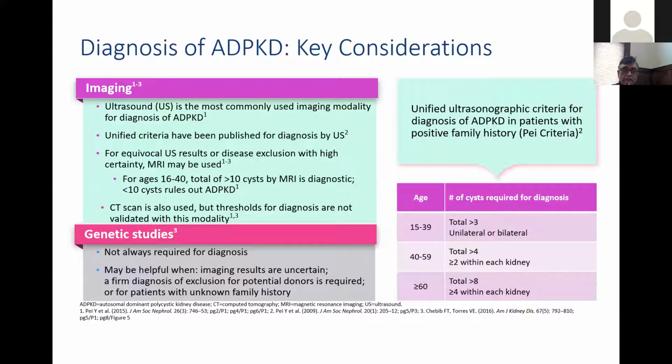Now, one thing you have to remember: ultrasound is the most commonly used imaging modality for ADPKD. For equivocal ultrasound results, or disease exclusion with high certainty, MRI may be used. For ages 16 to 40, if you have more than 10 cysts on MRI, it is diagnostic. Less than 10 cysts rules out ADPKD. And CT scan, I'm not very much inclined towards, but MRI picks up more microcysts, which is an evolution in the kids or young adolescents.